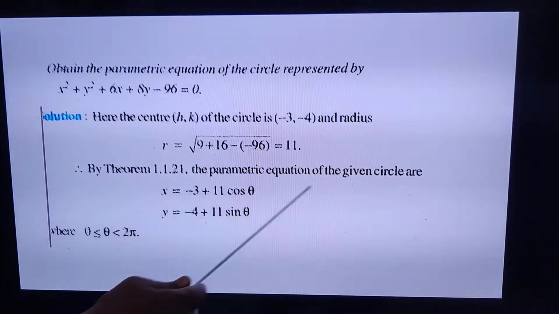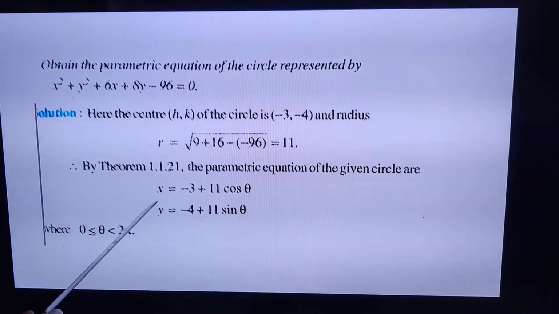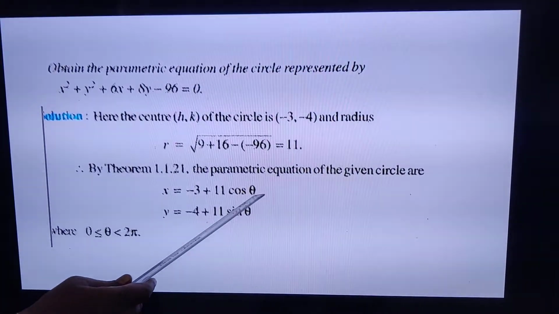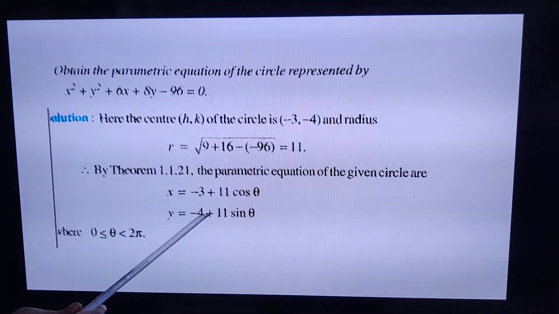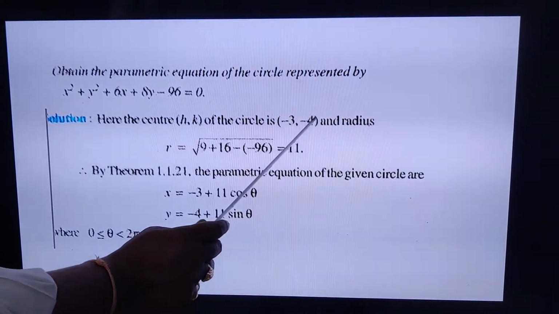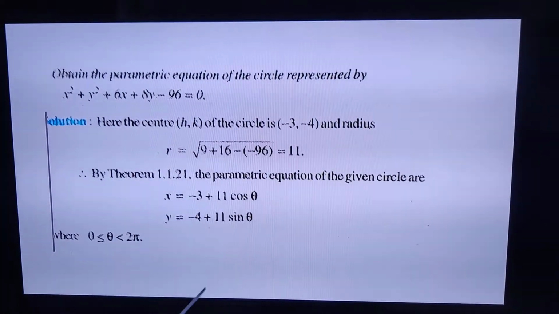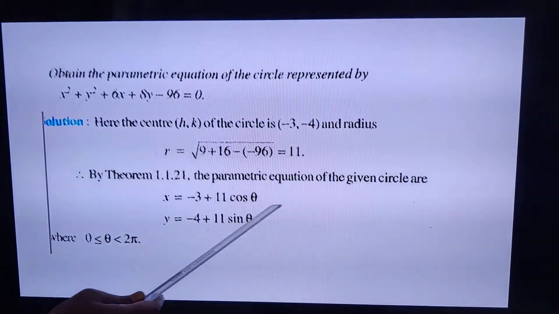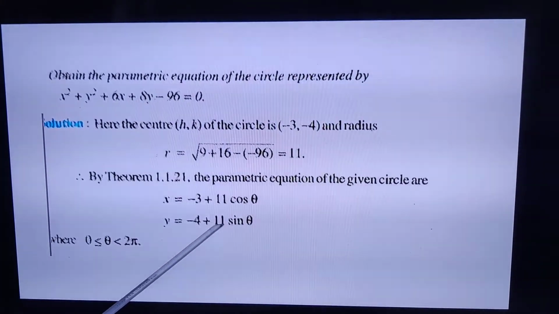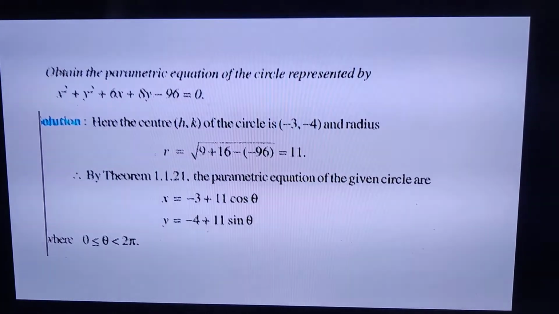Hence the parametric equations of the given circle, by the above formulas, are x is equal to h plus r cos theta and y is equal to k plus r sin theta. We take the circle with center (h, k) and r is equal to 11. x is equal to h plus r cos theta, y is equal to k plus r sin theta, where 0 is less than or equal to theta less than 2 pi.